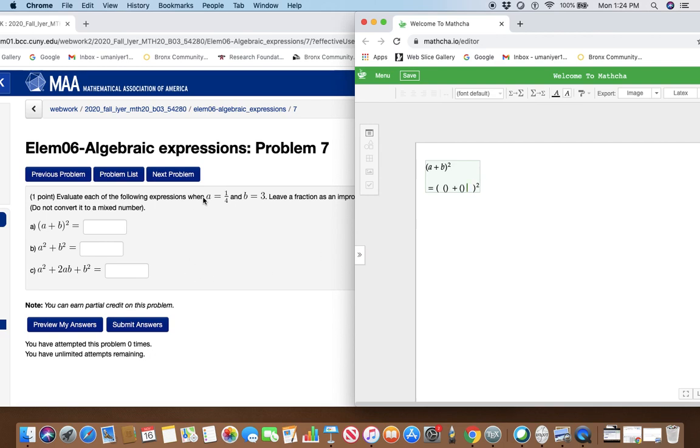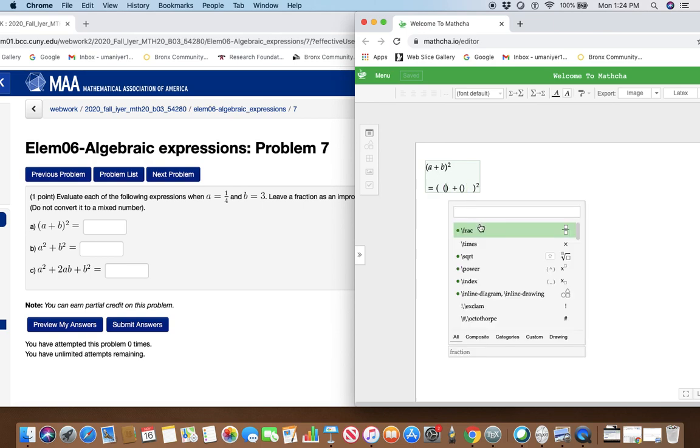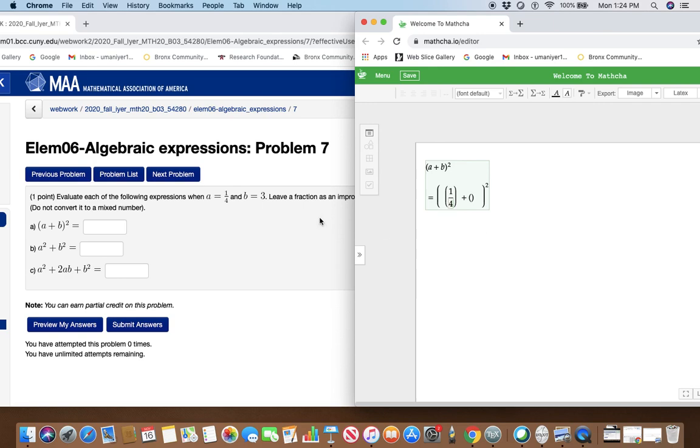Okay, guys? A is 1/4. So the first parenthesis is a. It is the fraction 1/4. Second parenthesis is b, which is a 3. All right. So this is a little bit more complicated than the ones we saw before. Square of parenthesis. Remember, parentheses first.